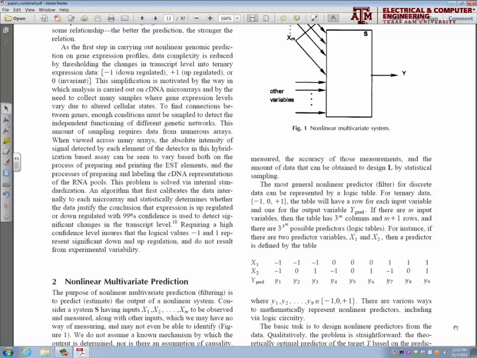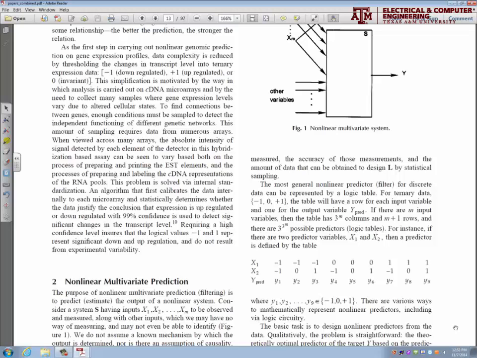So the most general nonlinear predictor or filter for discrete data can be represented by a logic table. Because here everything is discretized. So for ternary data, you have three possible levels for each variable, -1, 0, +1. The table is going to have a row for each input variable, like x1, x2 here, and all the different possibilities, -1, 0, and 1, and one for the output variable. If there are m variables, because here it is ternary, then you are going to have 3 to the power of m columns, because there will be 3 to the power of m possible combinations that you will get using these variables. And there will be m plus 1 rows, one row corresponding to each variable, and then the final row for the output that you are predicting.